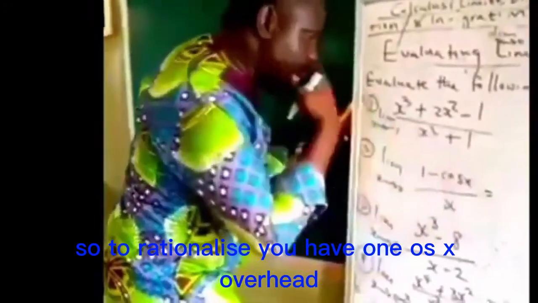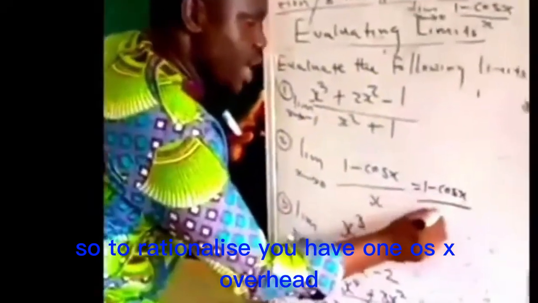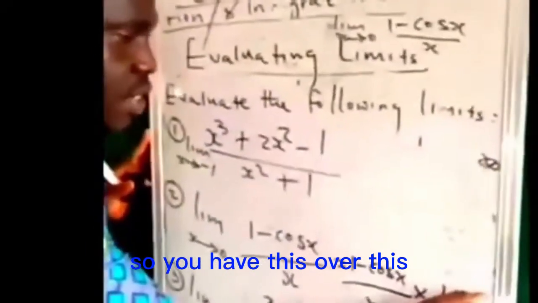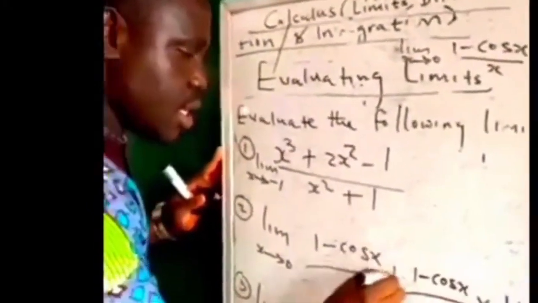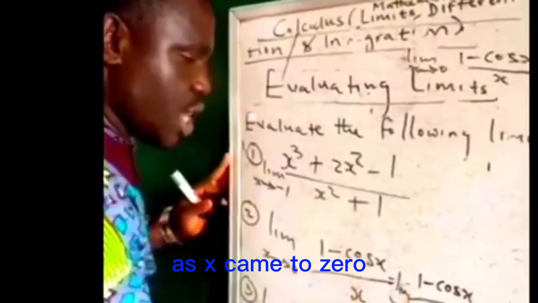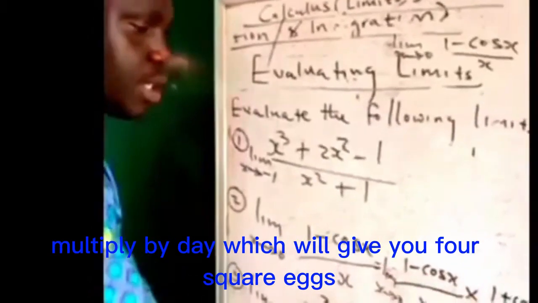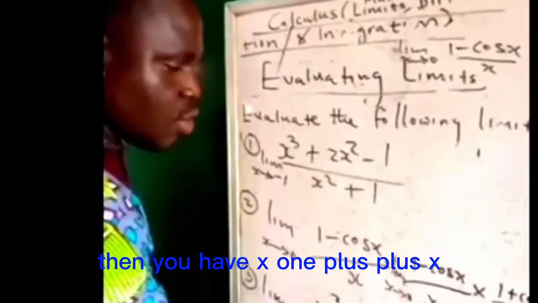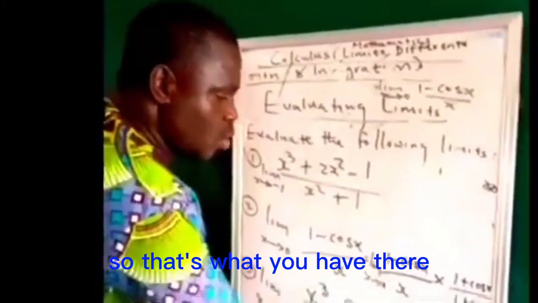So to rationalize it, you have 1 minus cos x over x. Rationalize the numerator. So you have this over this, limit as x tends to 0. To do this now, quickly my friend, you have this multiplied by this, which will give you 1 minus cos square x, then you have x times 1 plus cos x. So that's what you have there.